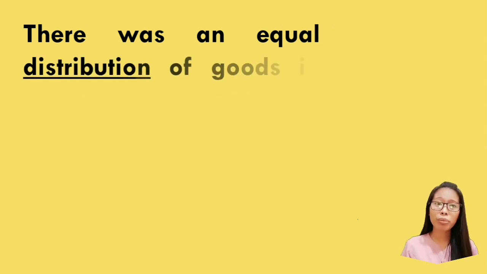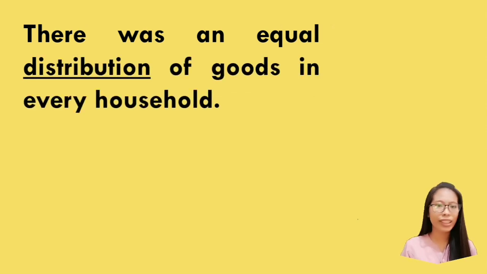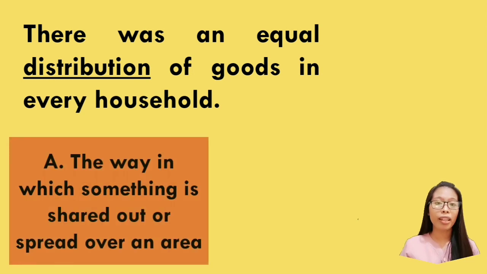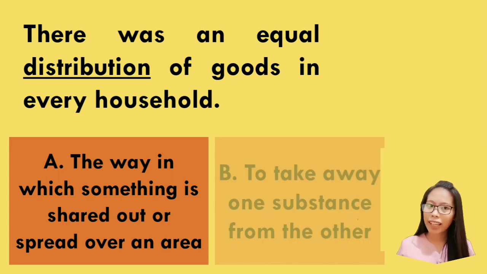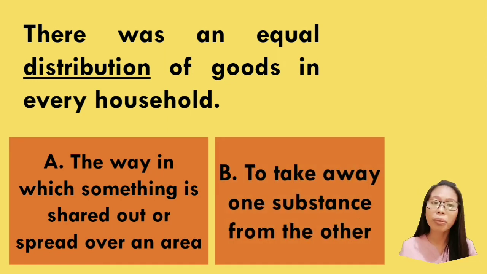For the fourth sentence, we have, there was an equal distribution of goods in every household. What does the underlined word distribution mean? Is it the way in which something is shared out or spread over an area? Or to take away one substance from the other? Your 10 seconds starts now.